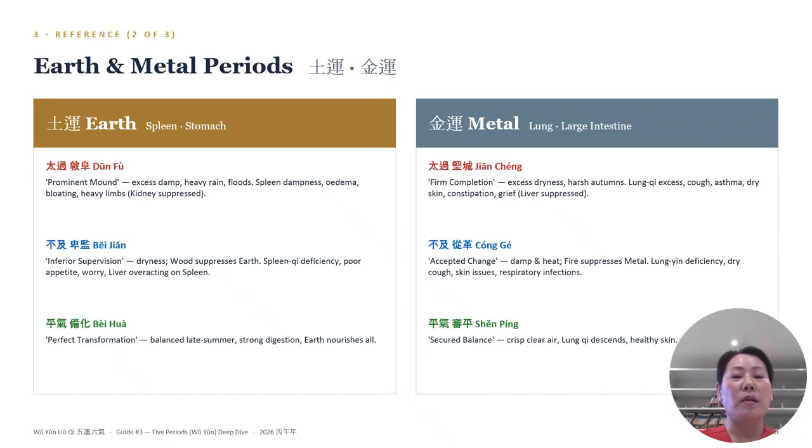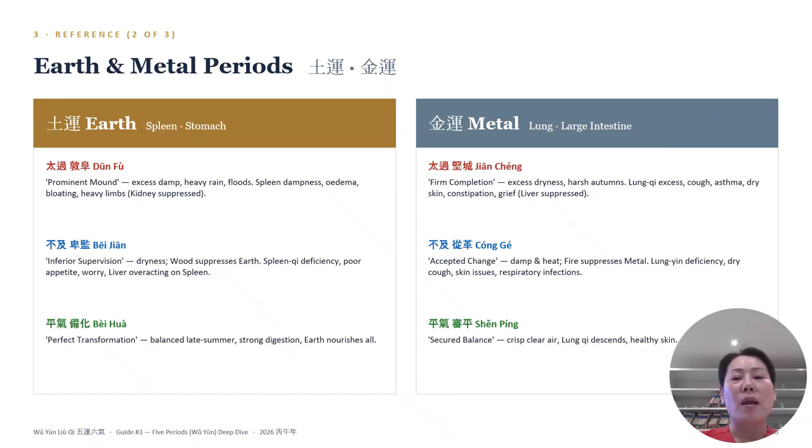The next 2 elements. On the left, the earth period, governing the spleen and stomach. In excess, it's Dun Fu, prominent mound: too much dampness, heavy rain, floods. In the body, spleen dampness, edema, bloating and heavy limbs, with the kidney suppressed. In deficiency, it's Bei Jian, inferior supervision. Dryness creeps in as wood suppresses the weak earth. You get spleen qi deficiency, poor appetite, worry, and overthinking, and the liver overacting on the spleen.